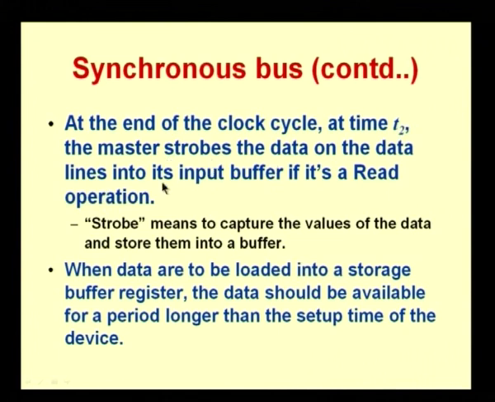the data on the data lines into its buffer if it is a read operation. If it is a write operation, then at time t2 it will be taken by the slave and put into its buffer. Okay. So, what do you mean by strobe? Strobe essentially means to capture the values of the data and store them into a buffer. Normally we use this term, a read strobe or a write strobe, as we refer to it. So the strobe normally means that is when the data can be captured and stored into the buffer. Okay.